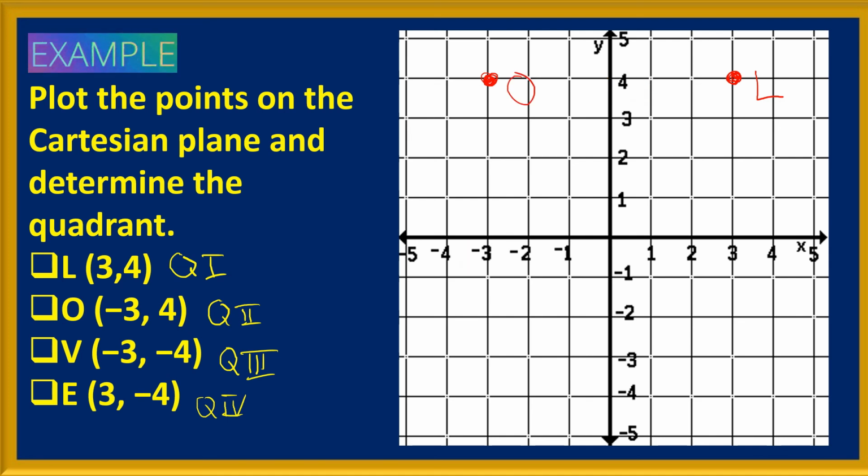Okay, next. Point B is negative 3, negative 4. Ito si negative 3, ito si negative 4. Ang point of intersection nila ay nandito. So, ito ngayon si point B. Okay, next is point E is positive 3, negative 4. So, ito yung positive 3, ito negative 4. Ang point of intersection ay nandito. Okay, so yan na ngayon yung ating mga point. So, ito ngayon si point E. So, ayan yung ating plotting of points ng point L, point O, point B, and point E.